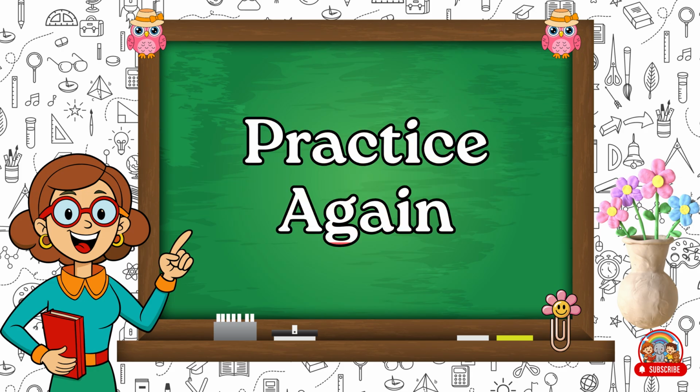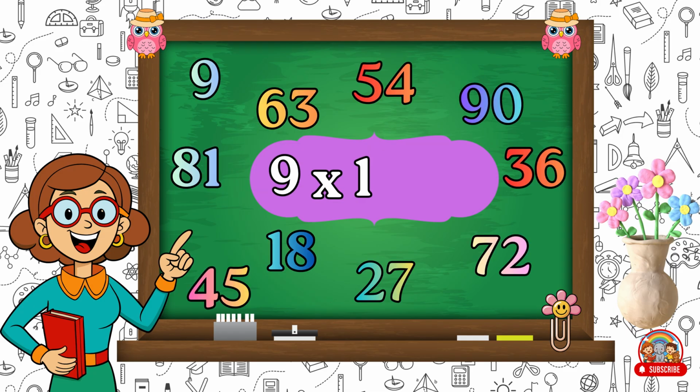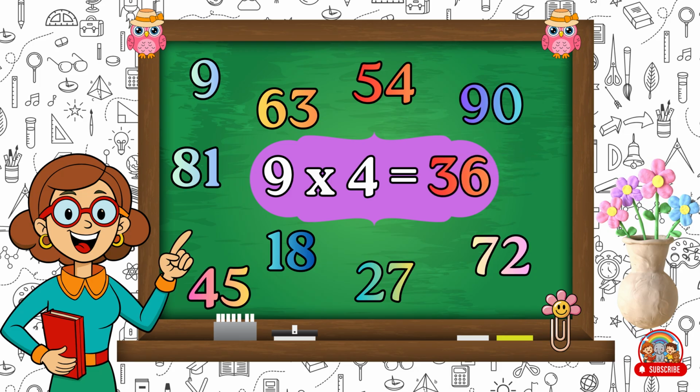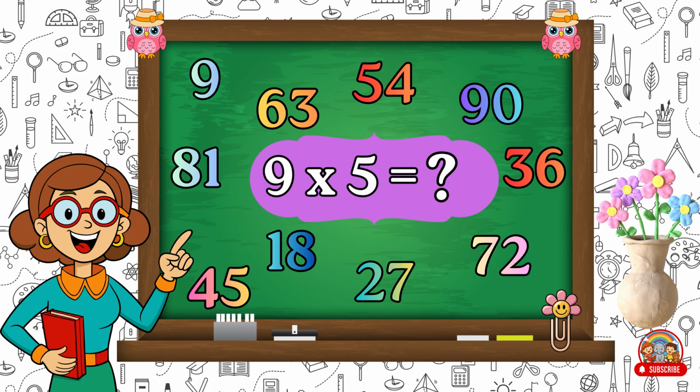Now let's practice again. Choose the number and tell me the answer. 9 ones are 9. 9 twos are 18. 9 threes are 27. 9 fours are 36. 9 fives are 45.